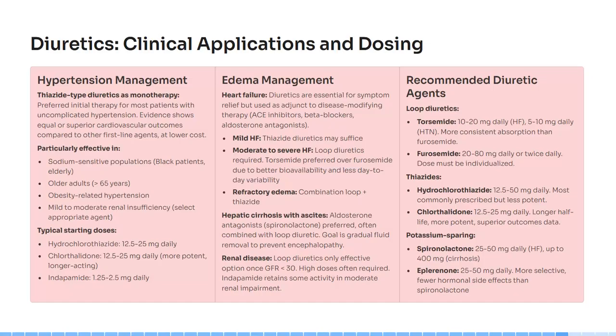HCTZ, you see it used often. It's commonly prescribed, but it's less potent. Don't know why people don't use chlorthalidone more often. It's really a good drug. Potassium sparing would be spironolactone and eplerenone.